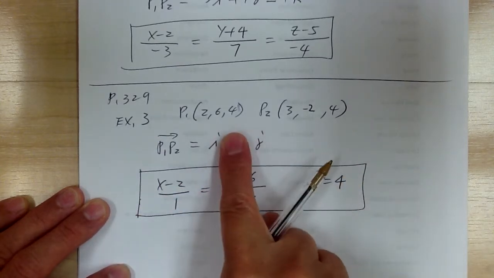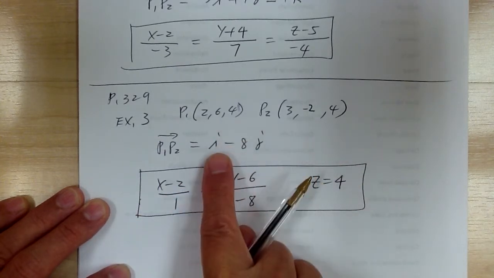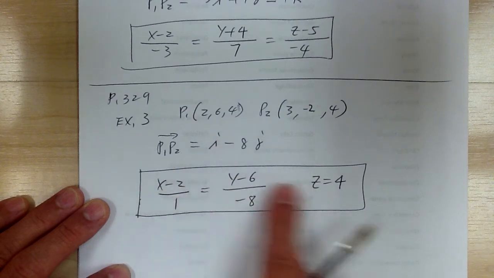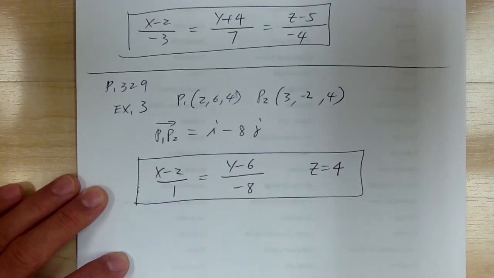Now, if you're missing two variables, if you have only one direction number, then you will not be able to have a symmetric equation.